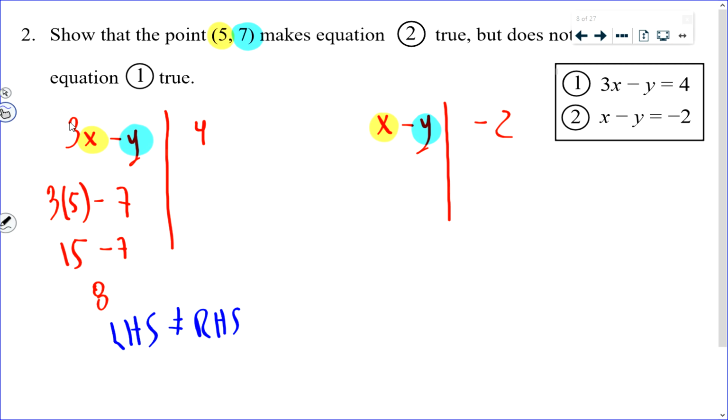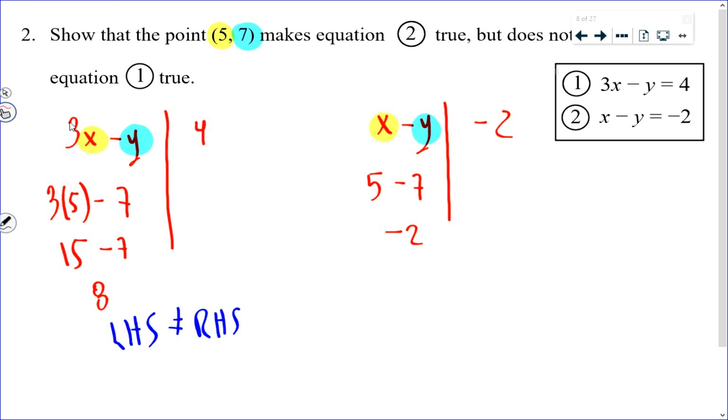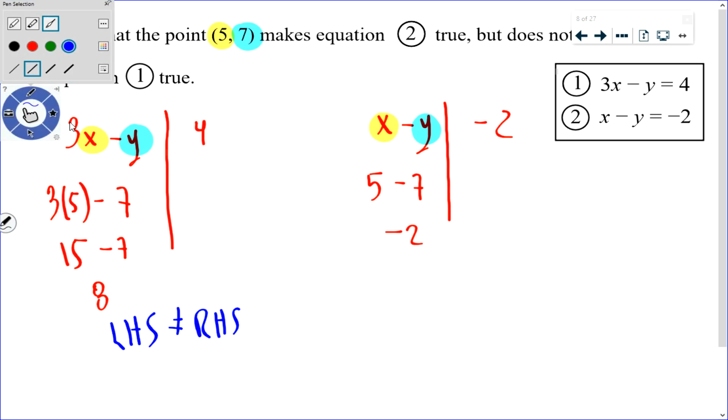Okay, what about equation 2? Well, the x-coordinate is 5 minus the y-coordinate, which is 7. 5 minus 7 is negative 2. When I cast my gaze up to what the right-hand side is equal to, it's also equal to negative 2, which means that the left-hand side and the right-hand side are equal.